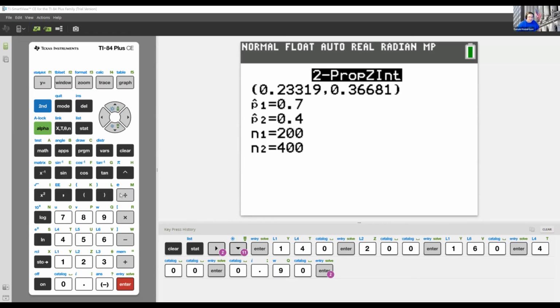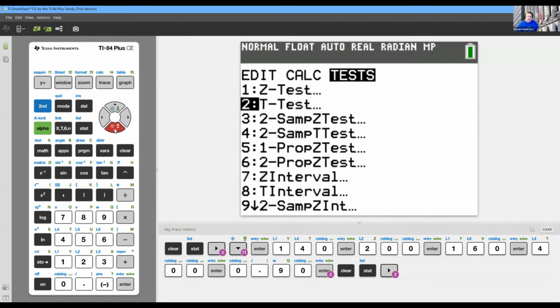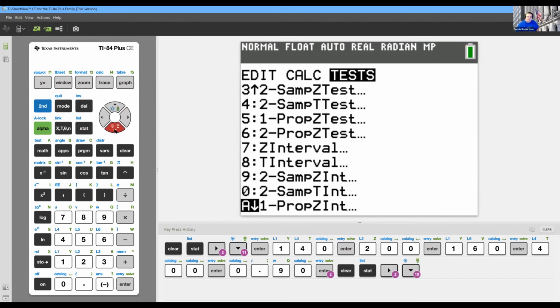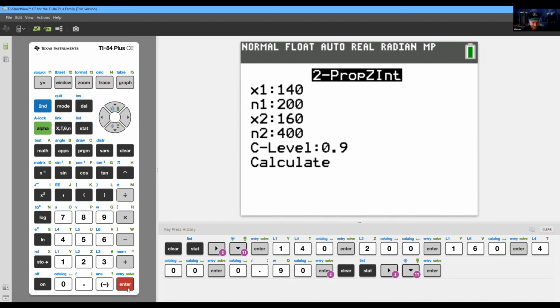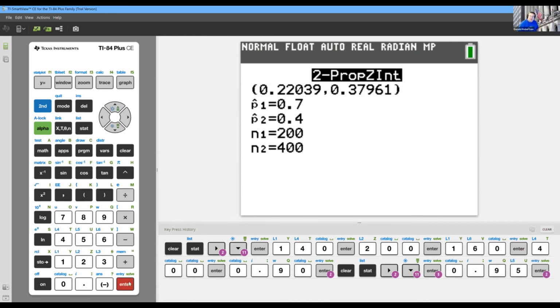One of the nice things is that most of what I need is already there. So when I go to Start and over to Test and down to the one at the bottom, B, you see I've still got the data from last time. So all I need to do is hit a whole load of enters and change this to 0.95 and boom. Calculate. And this time, the interval is 0.22 to 0.38.